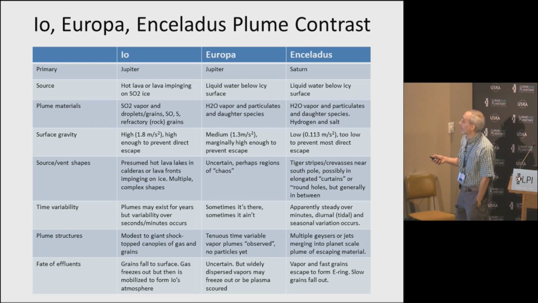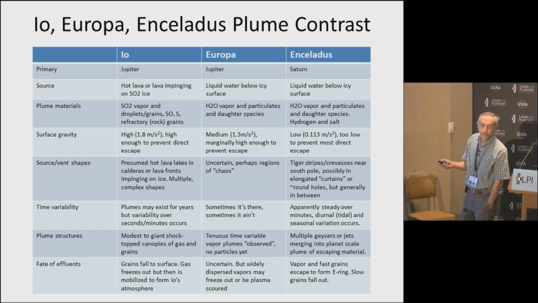In this eye chart, I want to highlight some of the differences between Io, Europa, and Enceladus plumes. Their primaries are Jupiter, Jupiter, Saturn. The sources, though, are Io's source is generally hot lava or lava impinging on a sulfur dioxide ice. These two are somehow liquid water. I'm assuming the Europa plume exists, so let me go from there. The plume materials are different. On Io, it's sulfur dioxide and its daughter species. On the other two, it's water and its daughter species, and other things have been detected on Enceladus.